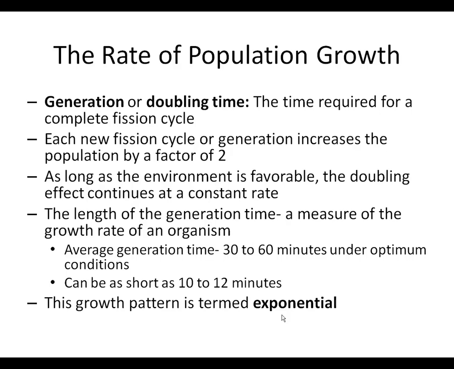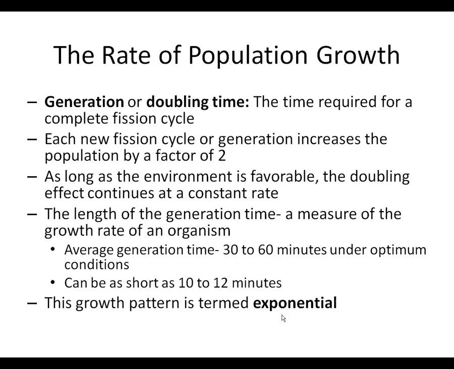As long as the environment is favorable, as long as there are not too many toxins, there's enough nutrient, this doubling effect is going to continue at a constant rate. The length of generation time is going to be the measure of the rate of the growth of the organism. As long as things are favorable, those generation times are going to stay relatively the same.